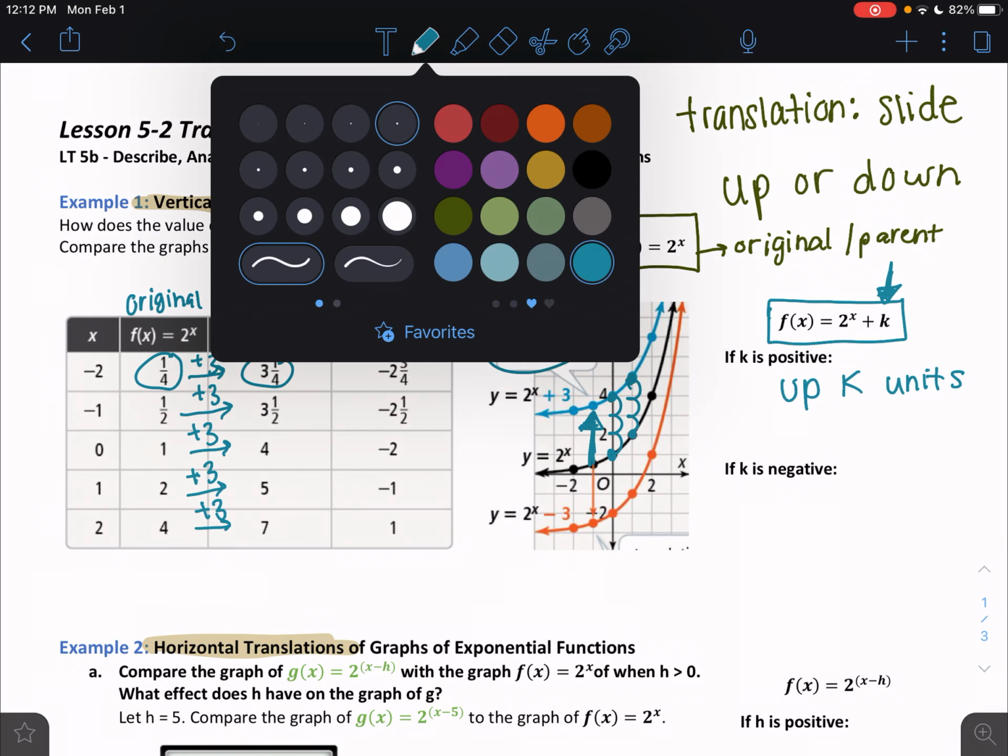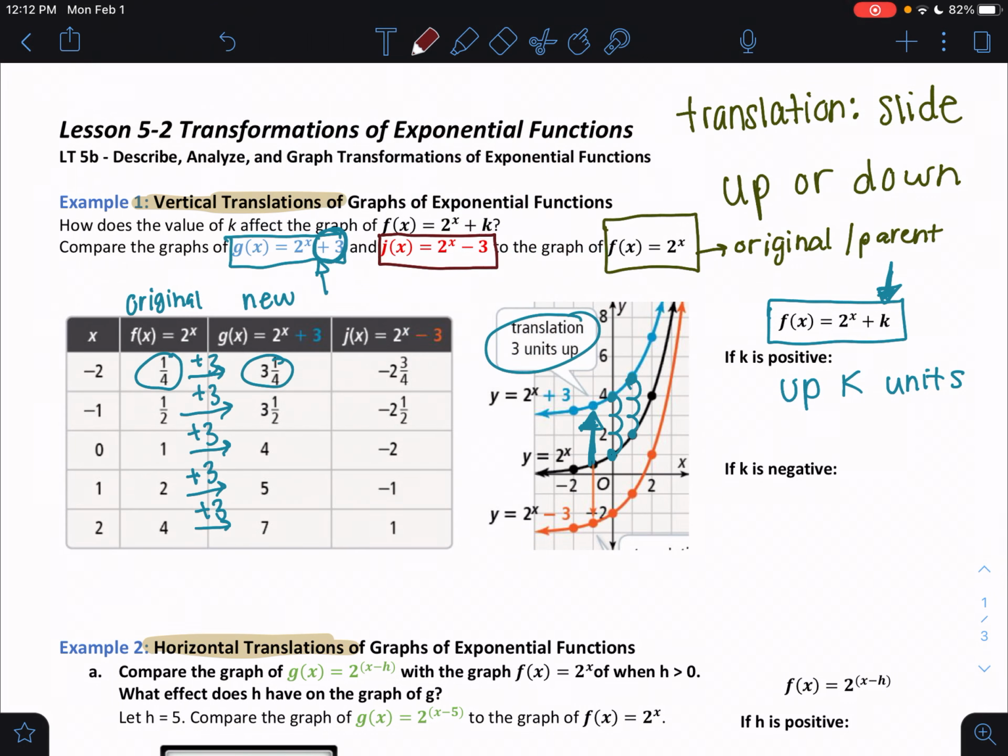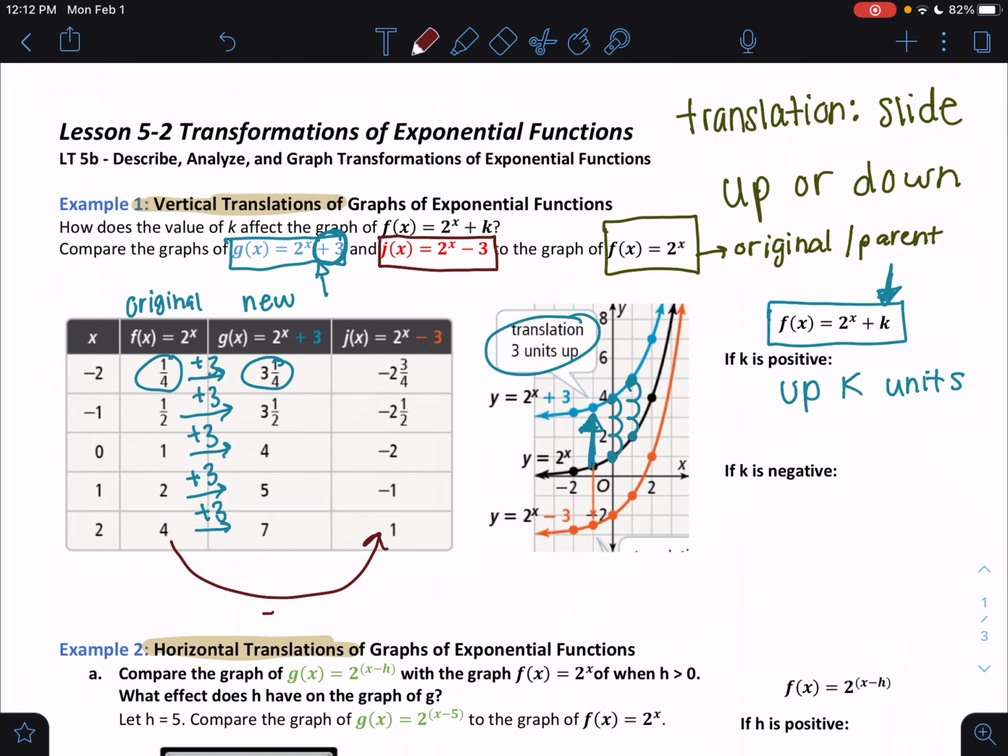Now let's look at the other one. How do we get from 4 to 1 or 2 to -1? Well, we're subtracting 3, right? And if we look up at this equation here, what are we doing? Minus 3 at the end. So if k is negative, it's just the opposite, and we go down k units. So it's the same thing here. So we're going down.